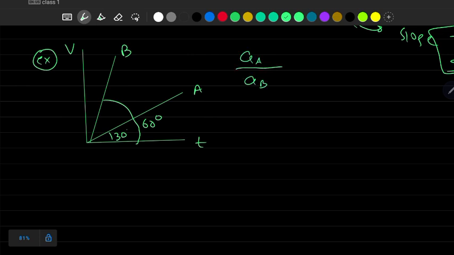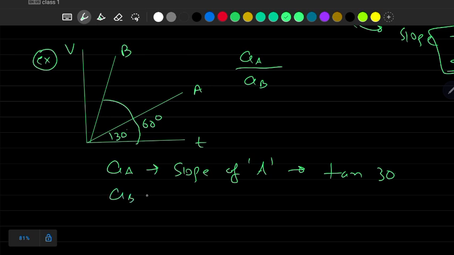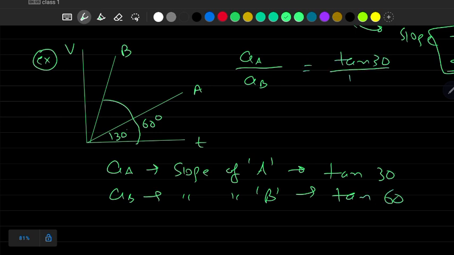So we know that the VT graph slope gives us acceleration. So acceleration of A will be simply the slope of A, and slope of A is nothing but tan 30, because slope is tan theta. Again, acceleration of B will be the slope of B, and slope of B is nothing but tan 60. So the answer will be tan 30 by tan 60.